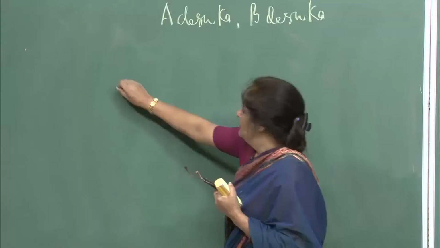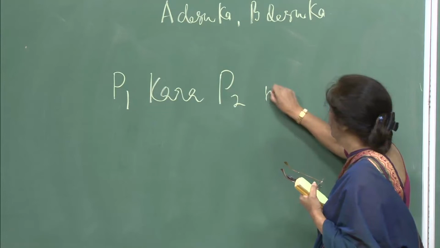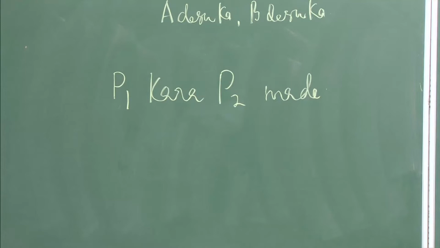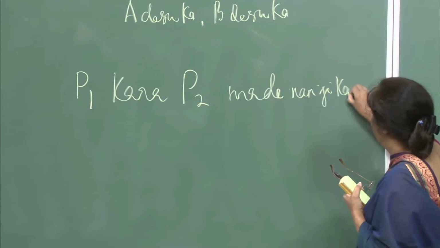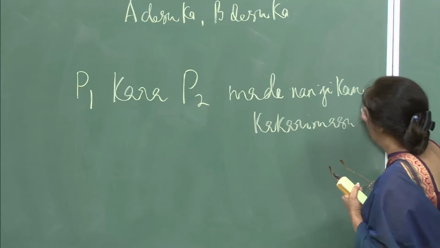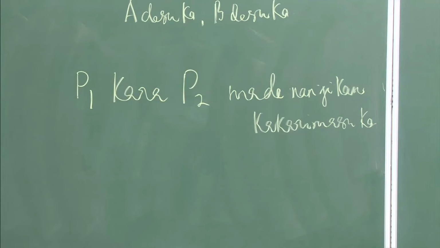Now over here, we will do kara and made, but from a certain place to a certain place. So we have place 1 kara, place 2 made. Now what do you want to do with place 1 kara, place 2 made? Nanjikan kakarimasu ka. For example, Kanpur kara Lucknow made nanjikan kakarimasu ka. How long does it take from Kanpur to Lucknow?